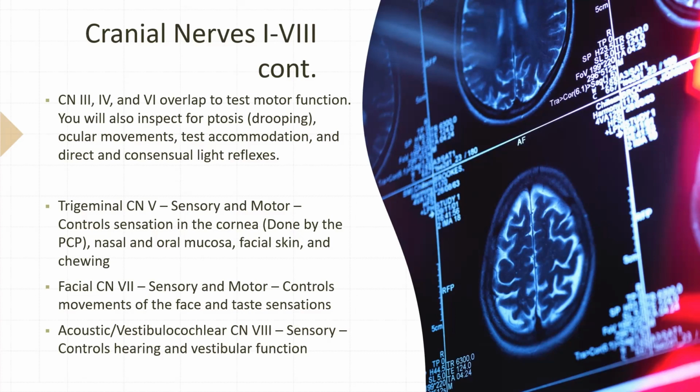The acoustic or vestibulocochlear nerve, cranial nerve 8, controls hearing and vestibular function. So basically hearing and the equilibrium of your patient. So what we'll do is we may do some acuity tests. We may look at their balance. We may use the Weber test or the Rinne test to look for sensorineural hearing loss. So, that's what you would do for cranial nerve number 8.